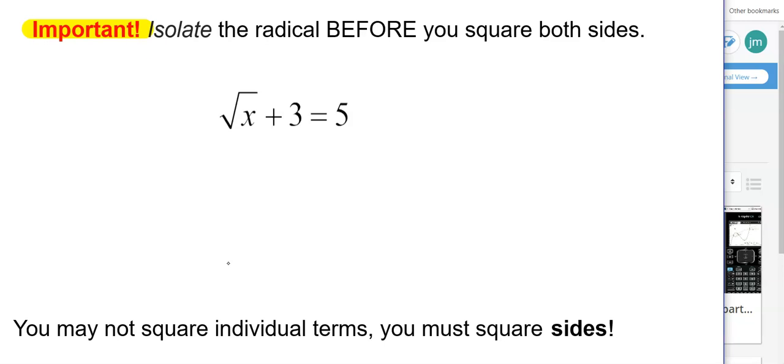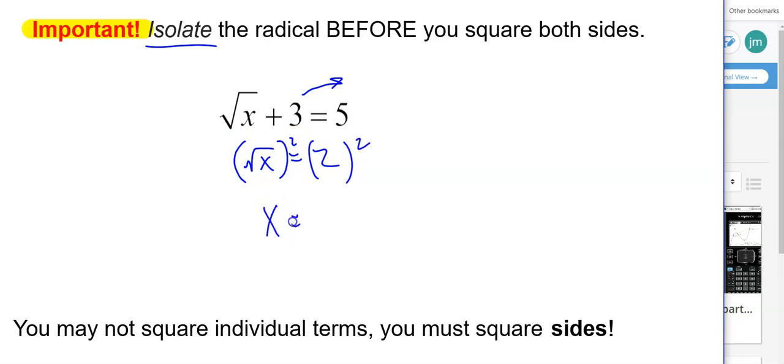Another thing you need to be careful on is to isolate. Before you square both sides, let's get the other stuff on the other side. Let's get the square root by itself. So we're going to subtract 3 here. So square root of x equals 2. Now we're going to square both sides. So we get x equals 4.